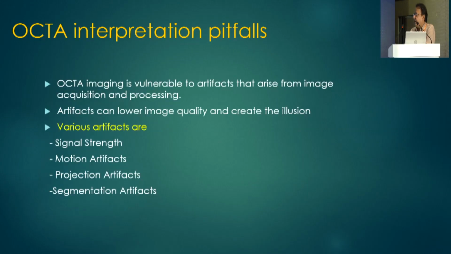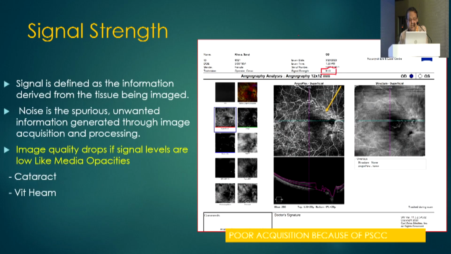Coming to the artifacts, there are various artifacts: signal strength, motion artifact, projection artifacts, and segmentation artifacts. Whenever you are interpreting an OCTA image, you always look at the signal strength, which is given here. And you can see there is a loss of capillary perfusion in this area, and the B scan images are not clear.